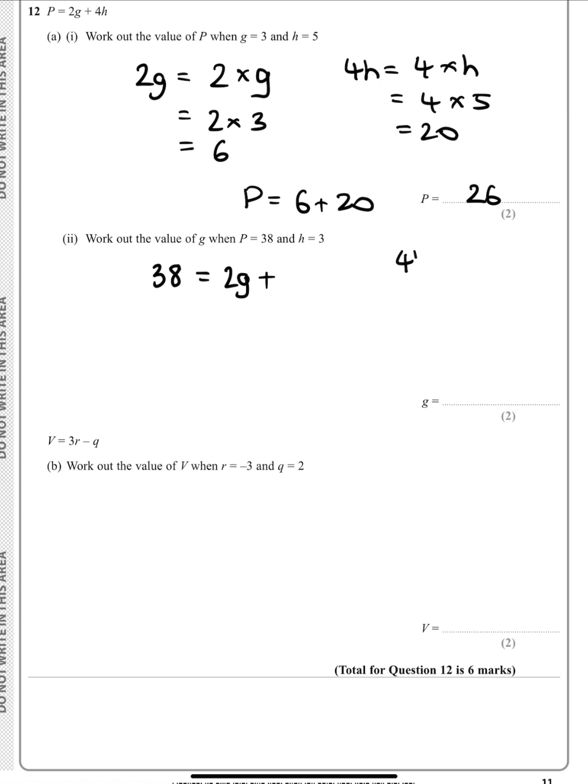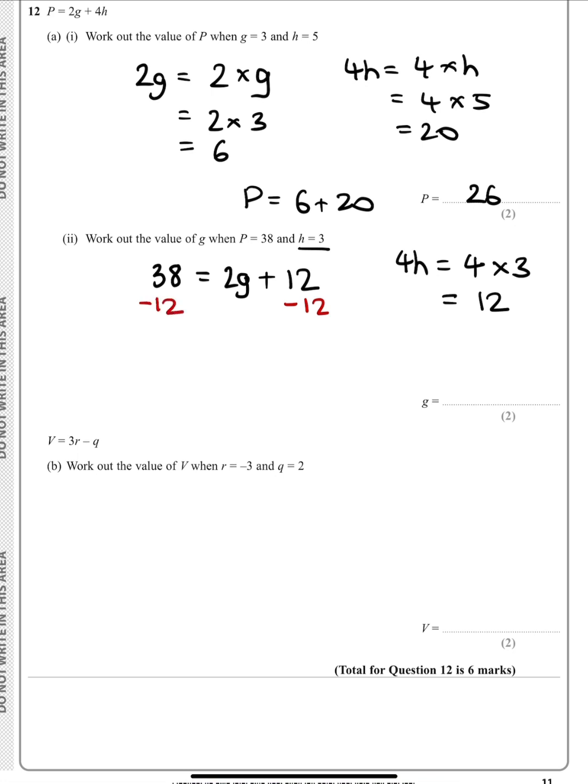Now what I know about 4H is that H is 3 from the question. So I'm going to do 4 times 3, which is 12. So I'm going to write 2G plus 12. Now I have an equation that I can start to solve. I need to isolate my variable G. So I need to get rid of the plus 12, and the opposite of plus 12 is minus 12 on both sides.